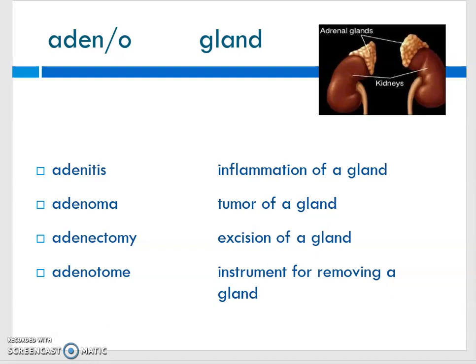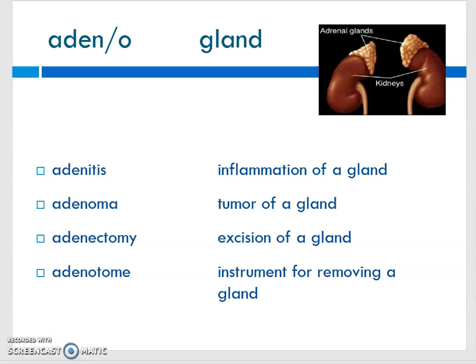adeno is going to be one of them, as in adenitis, inflammation of a gland. An adenoma is a tumor of a gland. Adenectomy, excision of a gland. And adenotome, an instrument for removing a gland. So notice how the accent changed from adenoma to adenotome. So that's just another form of a scalpel that might be used in this type of procedure.